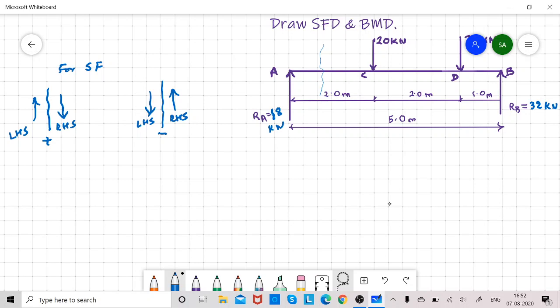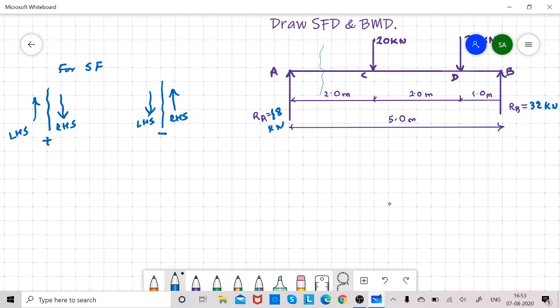I will repeat. If the force is upward on LHS, treat it as positive. If the force is downward on RHS, still you will denote it as positive. Similarly here, if the force is downward on LHS, negative. If the force is upward on RHS, negative.